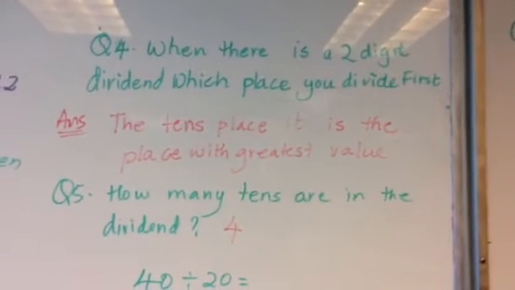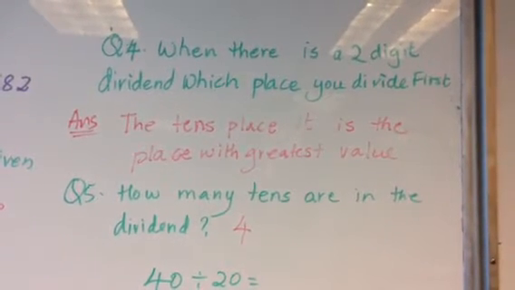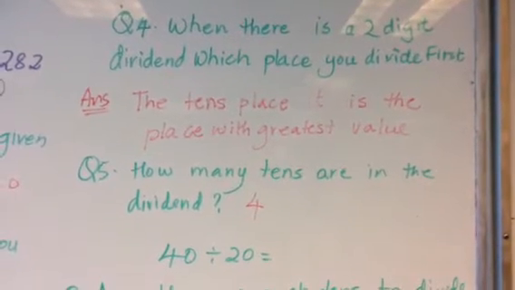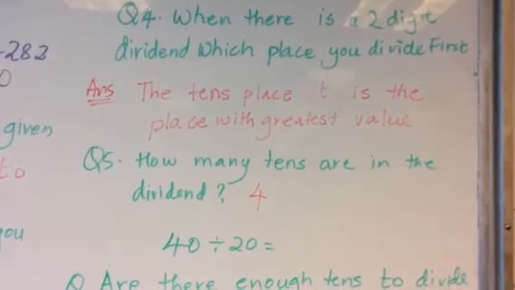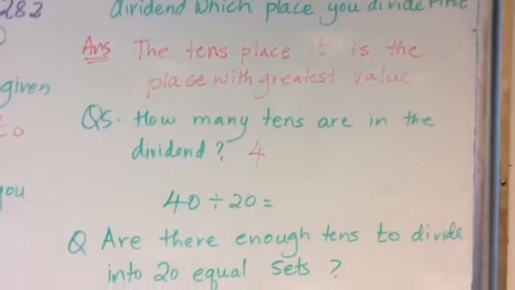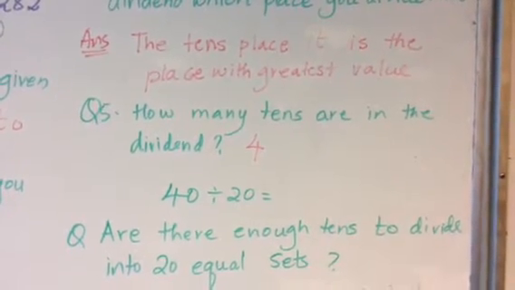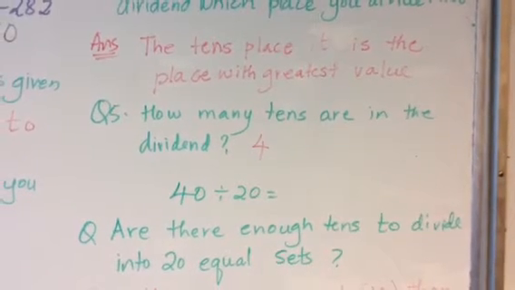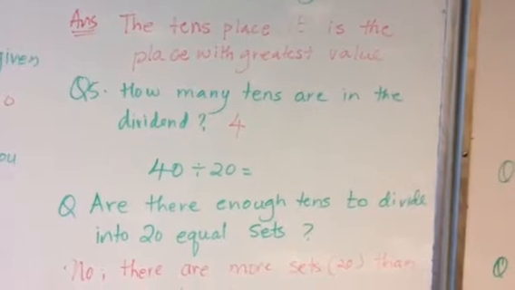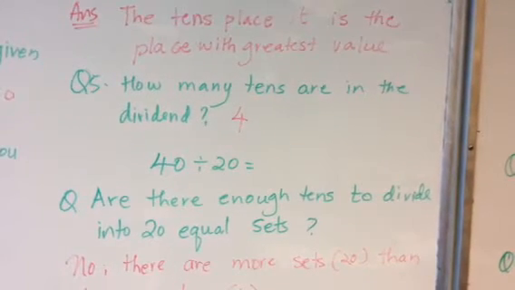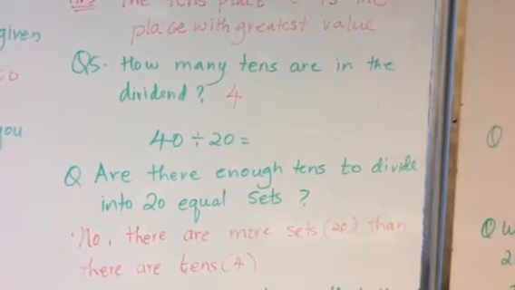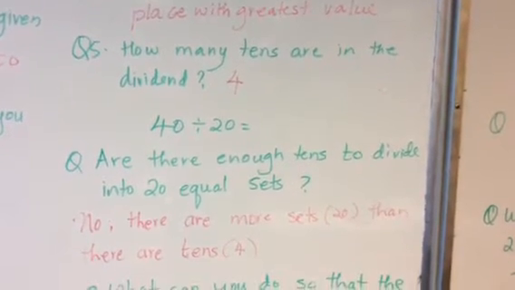When there is a two-digit dividend, which place do you divide first? You divide the tens place. It is the value with the greatest number. How many tens are in the dividend? 4. Can 4 divide into 20? Are there enough tens to divide into 20 equal sets? No, there are more sets than there are tens.